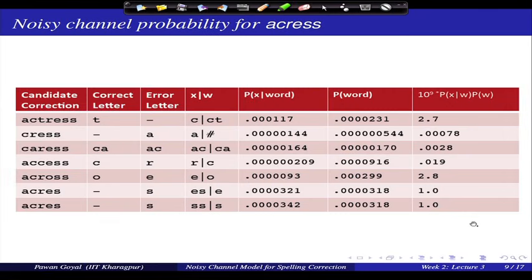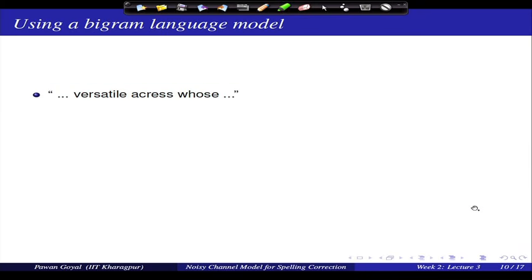But suppose you are allowed to use the context. Can you do better? Okay. So let us see for the same spelling correction, if I have the context, what will I do? Suppose my sentence says versatile across huge. Okay, and I have to correct it. And remember, the two candidates are actress and across. So the two sentences are versatile actress huge and versatile across huge.